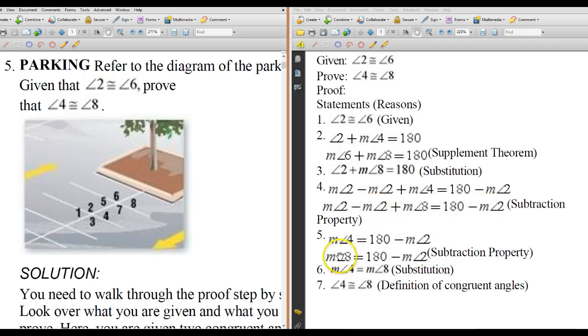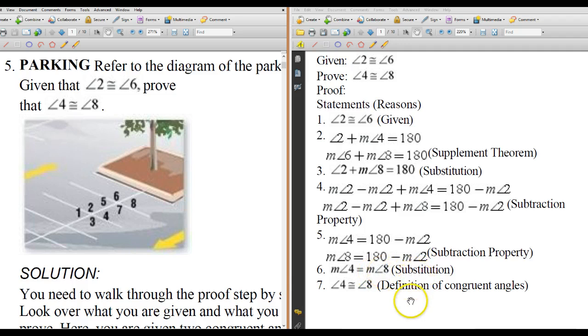Then I would end up with the measure of angle 8 is equal to 180 minus the measure of angle 2. From here, I'd use substitution again. So I notice that I have two things, 4 and 8, which are both equal to the same thing. So I know that the measure of angle 4 is equal to the measure of angle 8. Basically what I did was I took 180 minus the measure of angle 2, and since that's equal to the measure of angle 8, I put the measure of angle 8 in place of it. So measure of angle 4 equals measure of angle 8 through substitution.